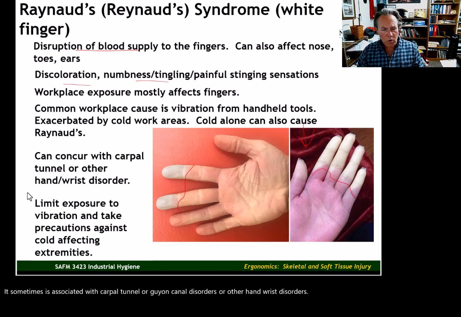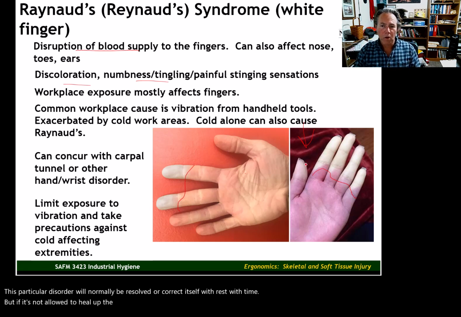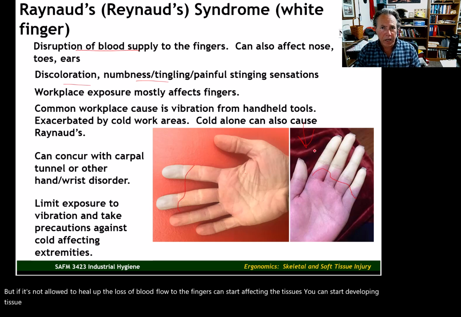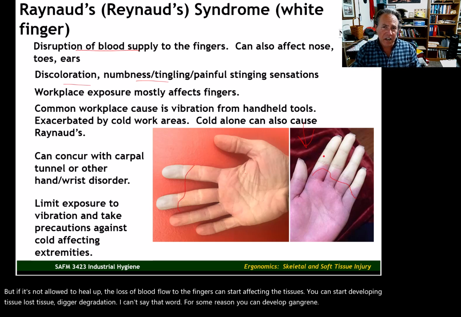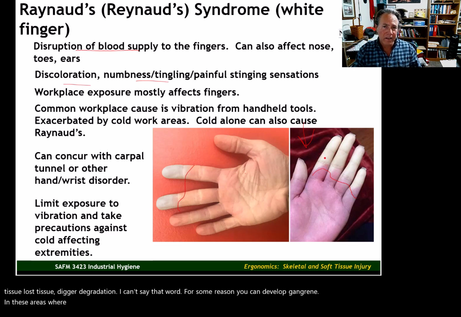This particular disorder will normally be resolved or correct itself with rest, with time. But if it's not allowed to heal up, the loss of blood flow to the fingers can start affecting the tissues. You can start developing tissue loss, tissue degradation. I can't say that word for some reason. You can develop gangrene in these areas where blood supply is lost, where there's not blood flowing through those areas. So it can be serious.